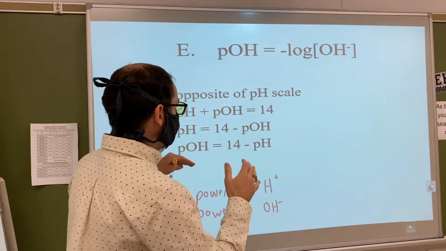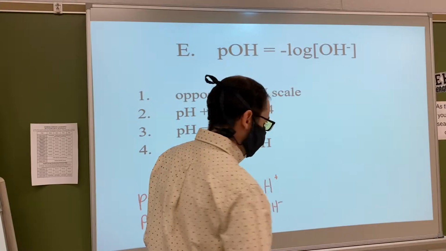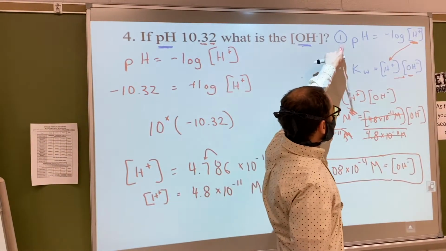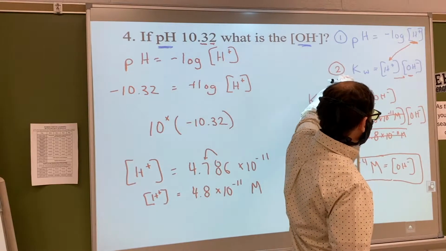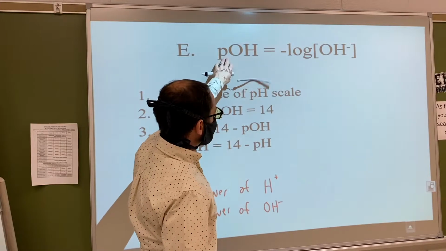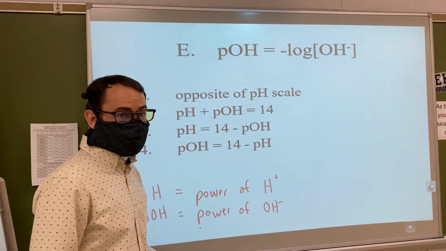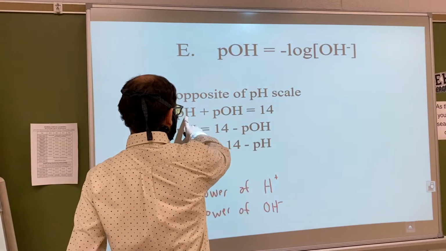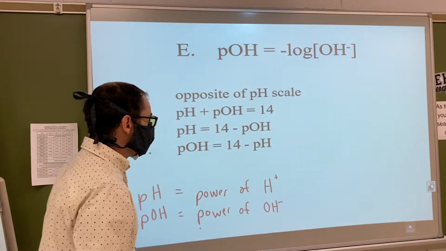So we're just adding 2 more equations to what we already have. The 2 equations that we have are pH equals negative log of H plus, and then the Kw one. Now we're adding pOH equals negative log of OH minus, which is pretty similar. All right, makes sense. And then we have pH plus pOH equals 14.